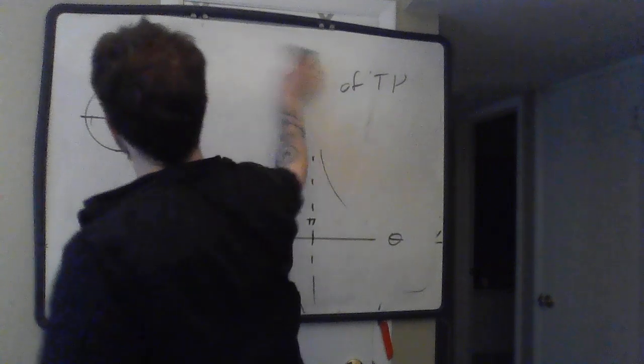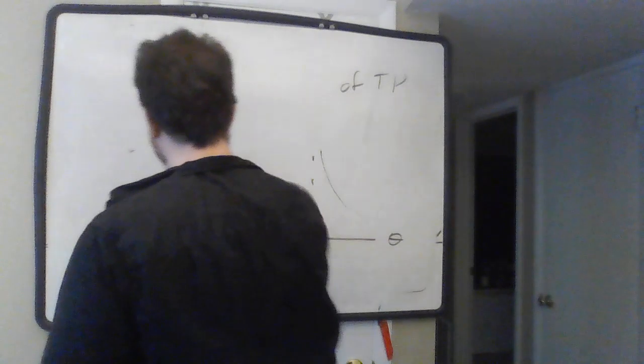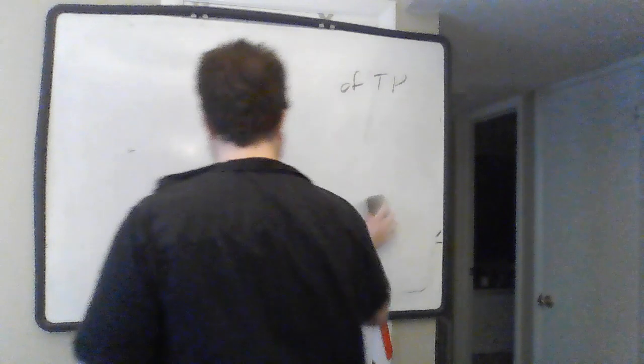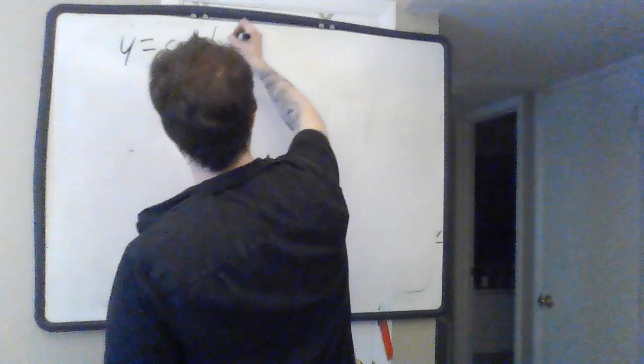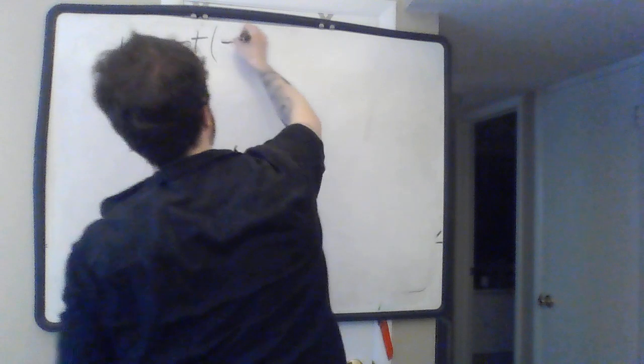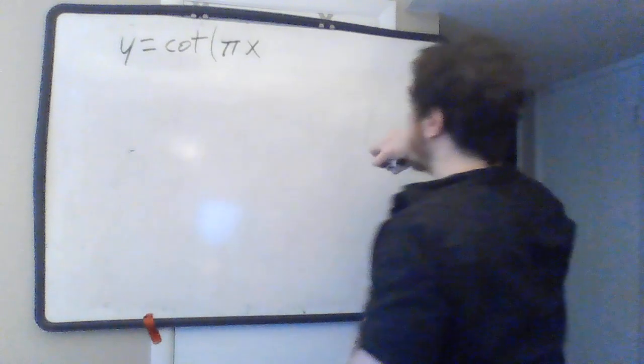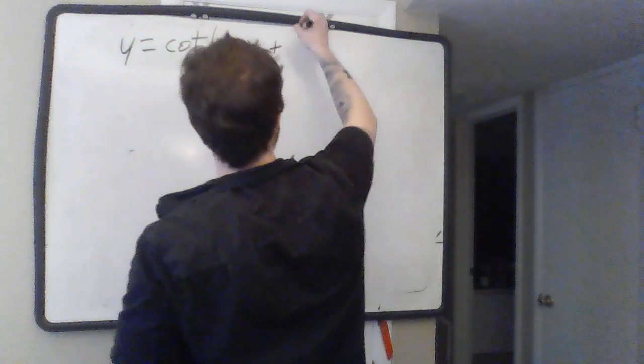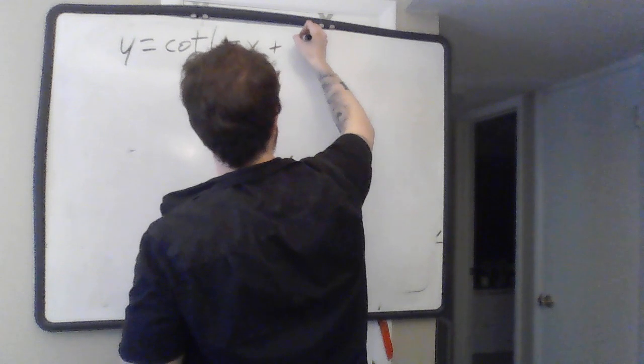Now, if we want to make a graph of something that has been shifted as well as having its period changed, and we're dealing with something like this, let's say that I want to graph y equals the cotangent of, let's do pi times x, and then we will do plus, let's say, 1.